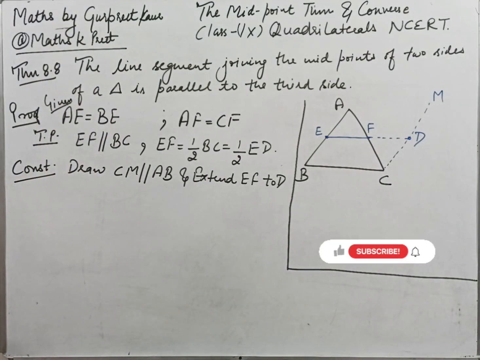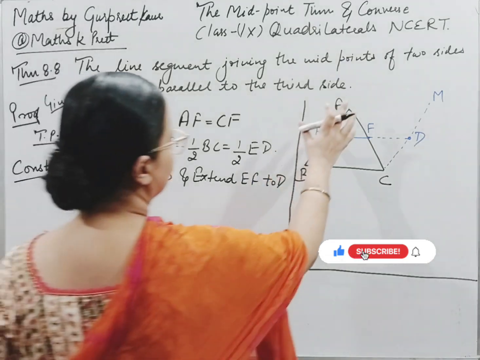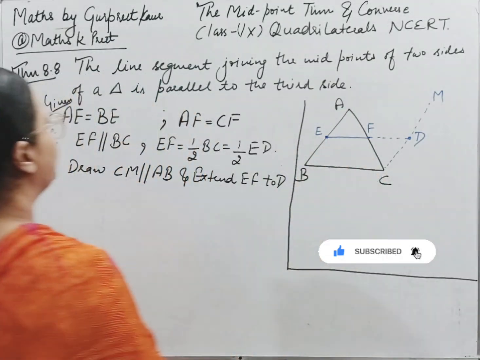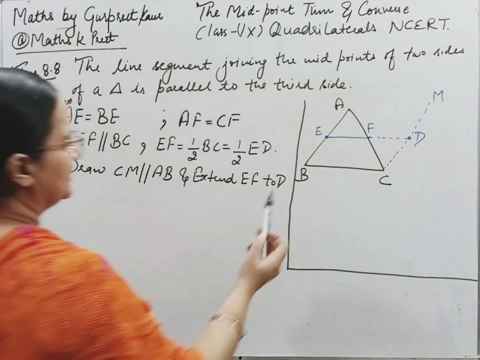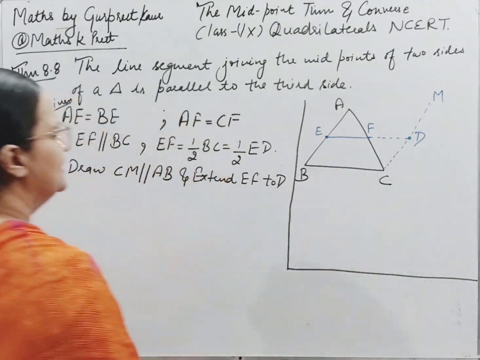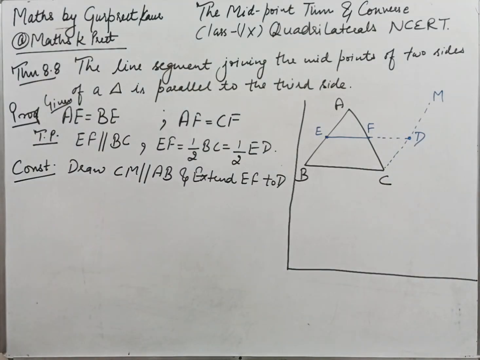It says that the line segment joining the midpoints of two sides of a triangle ABC is parallel to the third side. Here E and F are the midpoints of these two sides. We have to show that this line segment EF, which is joining these midpoints, is parallel to the third side BC. This is the statement of Theorem 8.8 from the book.